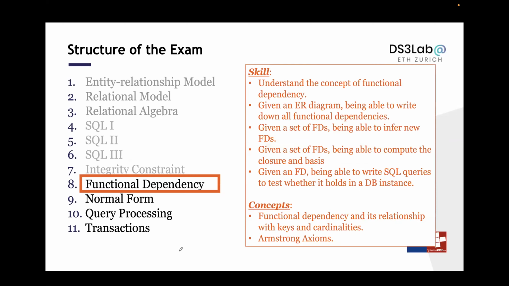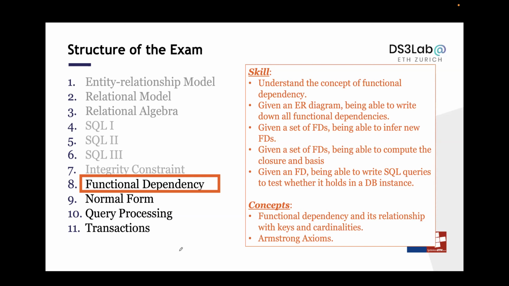So how are we going to test functional dependencies? The skill we really would like you to have after this course is to understand the concept of functional dependency. Given an ER diagram, you should be able to write down all functional dependencies induced by the ER diagram, usually caused by primary keys or by cardinality. Also, given a set of functional dependencies, you should be able to infer new functional dependencies by applying Armstrong's axioms. Given a set of functional dependencies, you should be able to compute the closure and the basis. And given a functional dependency, you should be able to write a SQL query to test whether it holds in a database instance or not.